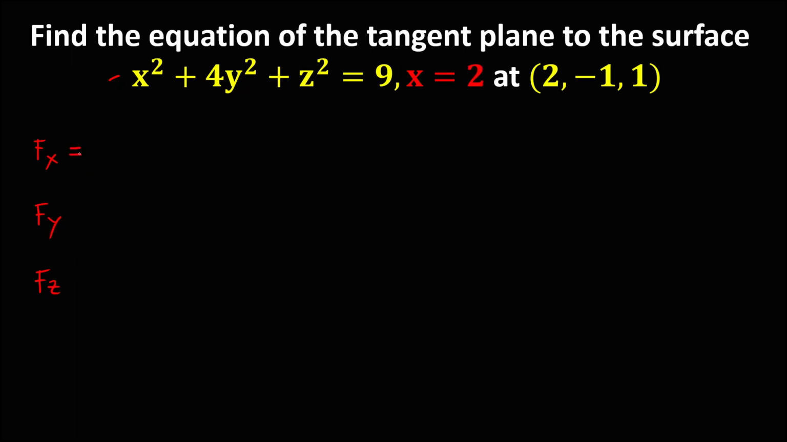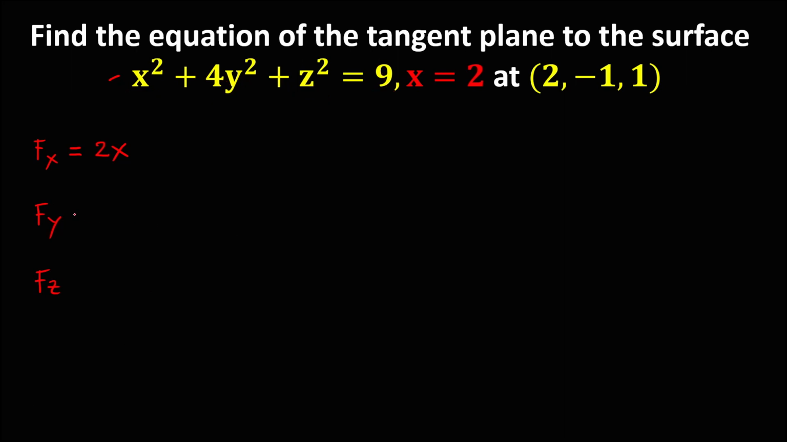So to find the value for f sub x, we just need to find the derivative for the terms with x. From this given, for this term we have x squared, and the derivative of x squared is 2x. Then for this term, since no x, this one is 0. For this term, no x, this one is also 0. And for this term, also equal to 0. So f sub x equals 2x.